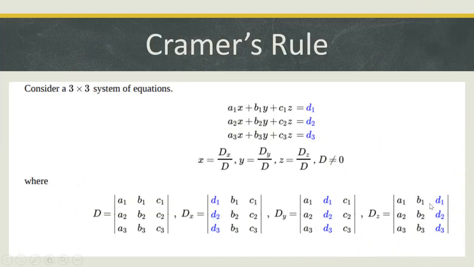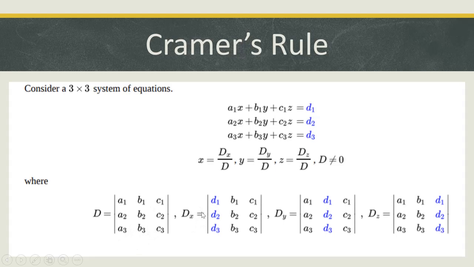Now let me also explain Cramer's rule. Suppose this is a 3 by 3 system of linear equations. We have to find the values of x, y and z. In Cramer's rule, we consider Dx by D. Here D is the normal determinant that we have found. The determinant for this linear system would be a1, b1, c1. So we take the coefficient values of all the linear equations and we find the determinant of that.